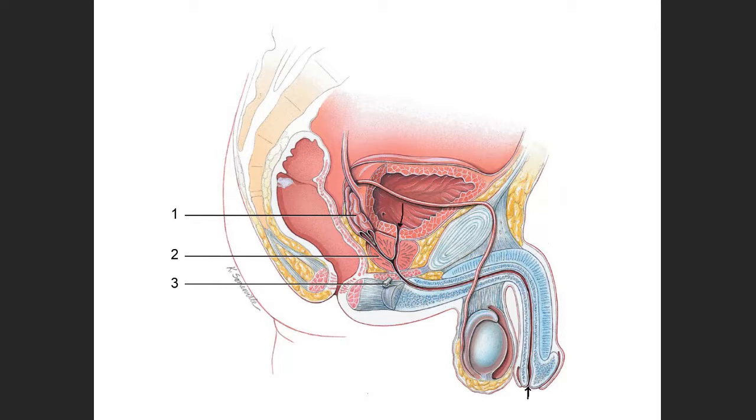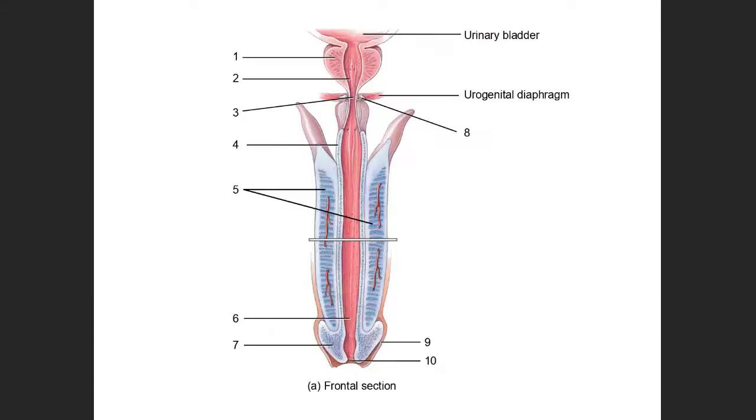Then by red color, you can see this sphincter. We call it the internal urethral sphincter. And by blue color, you can see the external urethral sphincter. So pay attention to their location.